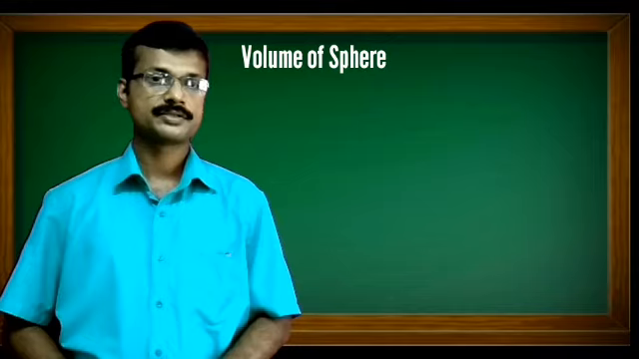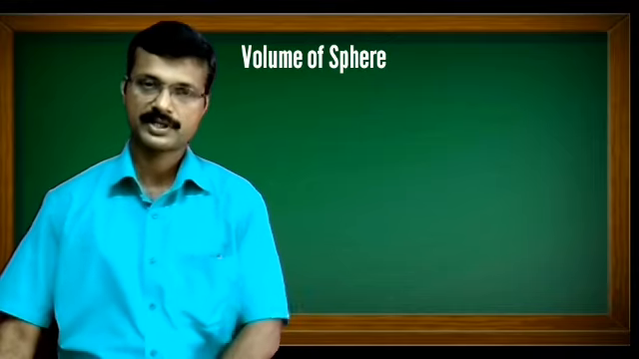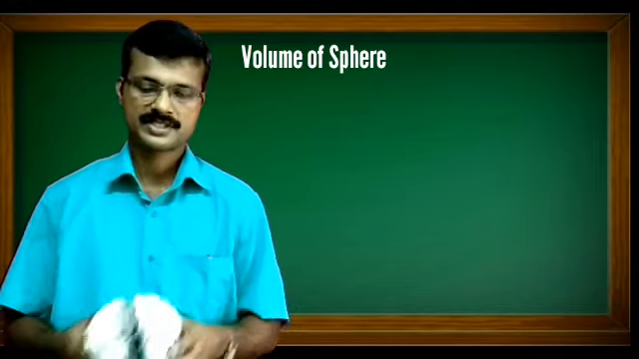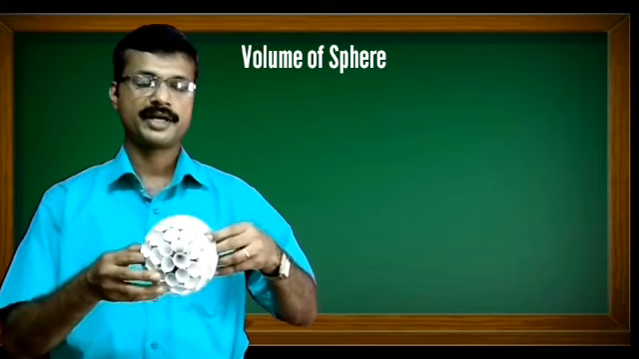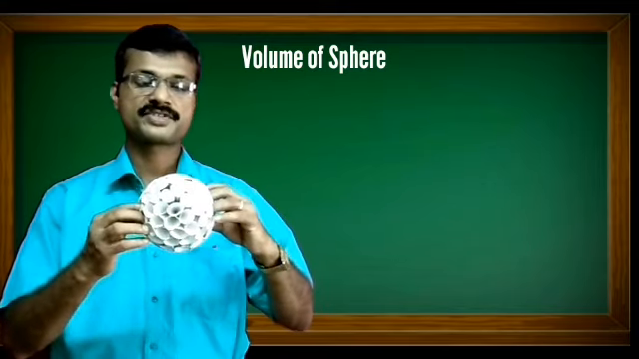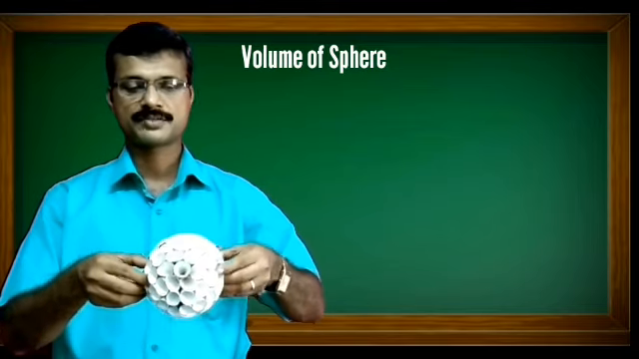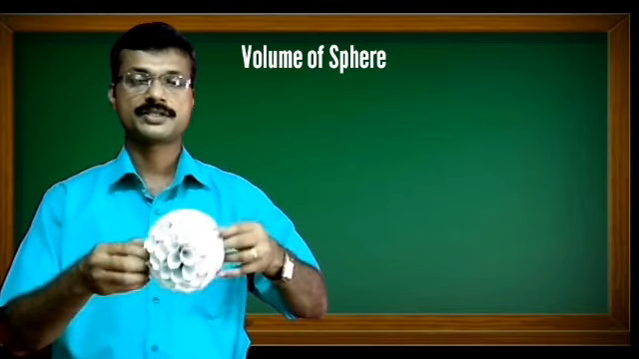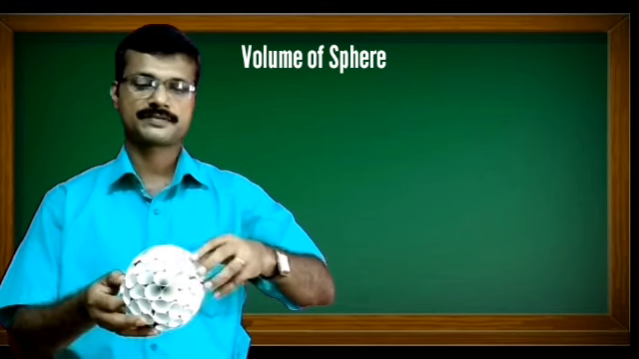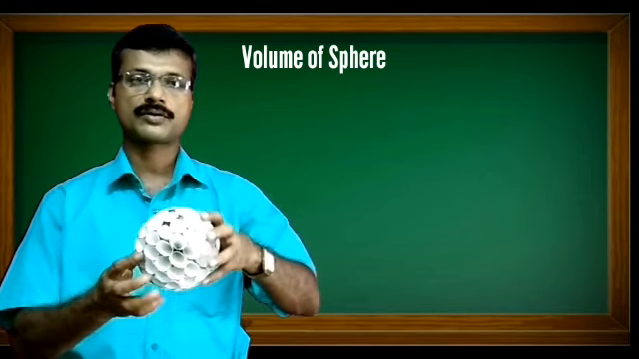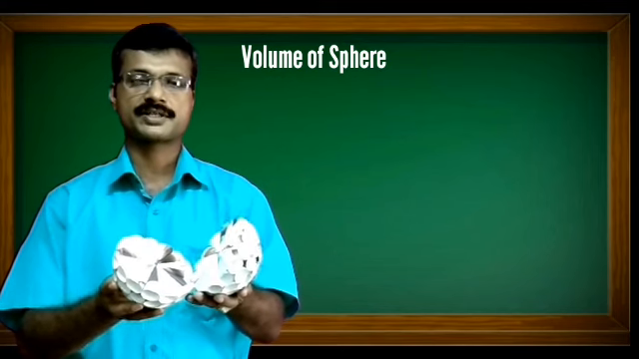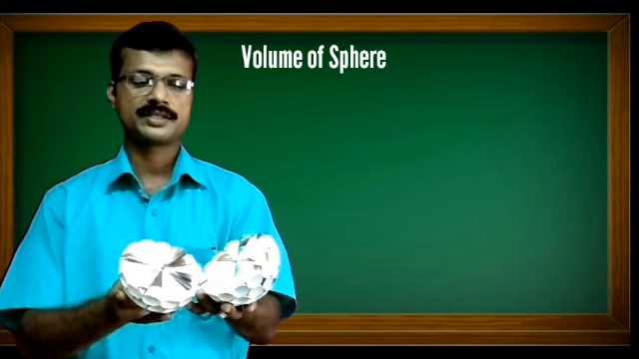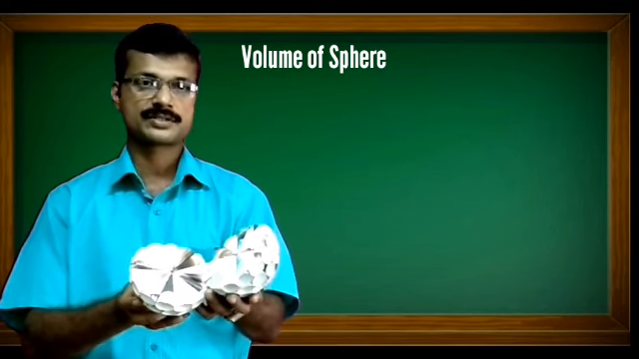So these two formulas I need to derive the volume of the sphere. For that you have to see a model. If you look at this model, this sphere is made up of cones of the same height. Here you can see it is full of cones, and all the cones are of the same height. If you look at the cross section, clearly you can see that all are cones.